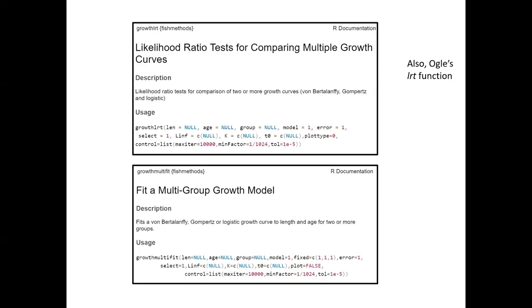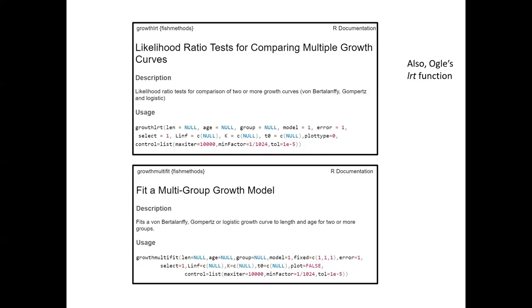And to make it a lot easier, in my fish methods package, I provided this function called growth LRT, where you can actually compare more than two groups if you wanted to. And I provided methods arguments where you can use the von Bertalanffy, the Gompertz, or the logistic models in there and do model comparison. So all you do is enter your data and run it, and it'll make all the comparisons for you.